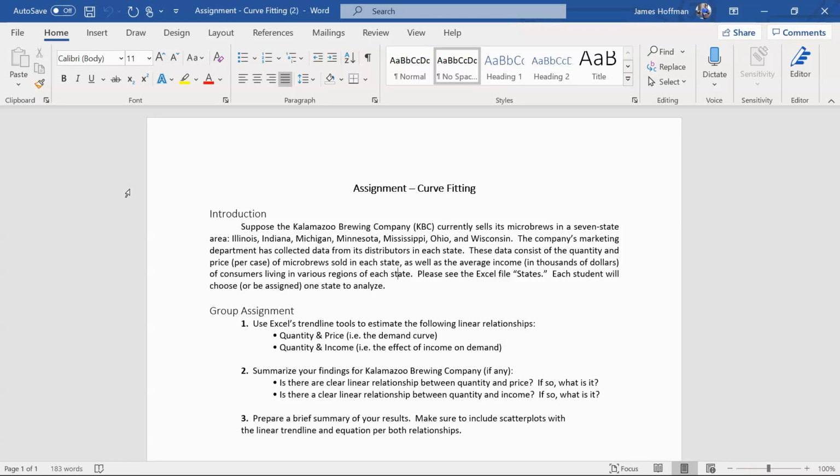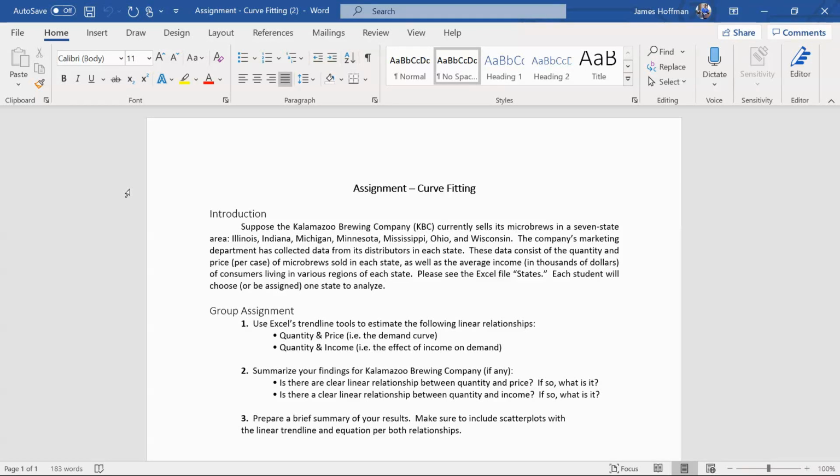So you've got quantity, which is demand, you've got price, which is the price per case, and you have average income. And what you're going to do, I'll show you, there's a spreadsheet, and each student will get a specific state assigned just based on your last name. You look at the file states, and you'll do kind of what we did with the golf club example. You'll make a little graph of price and demand, and then another little graph of income and demand, and see if you can estimate a trend line and just interpret the trend line. That's really all you're doing: making a linear trend line, writing out the equation and interpreting it.